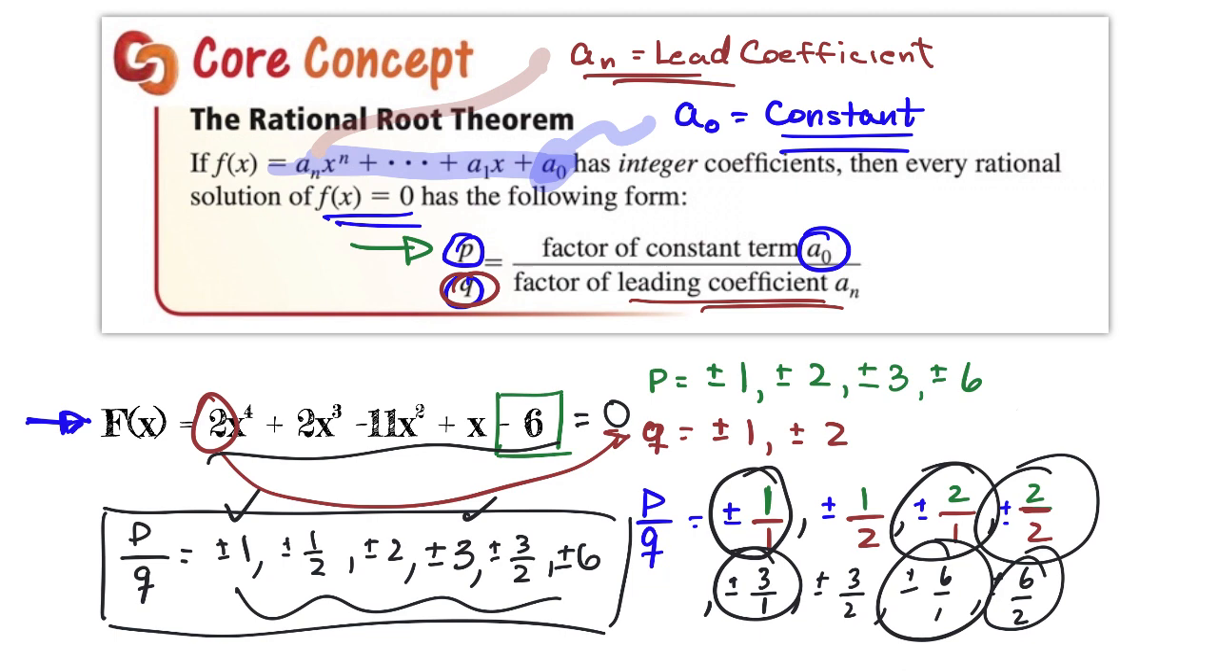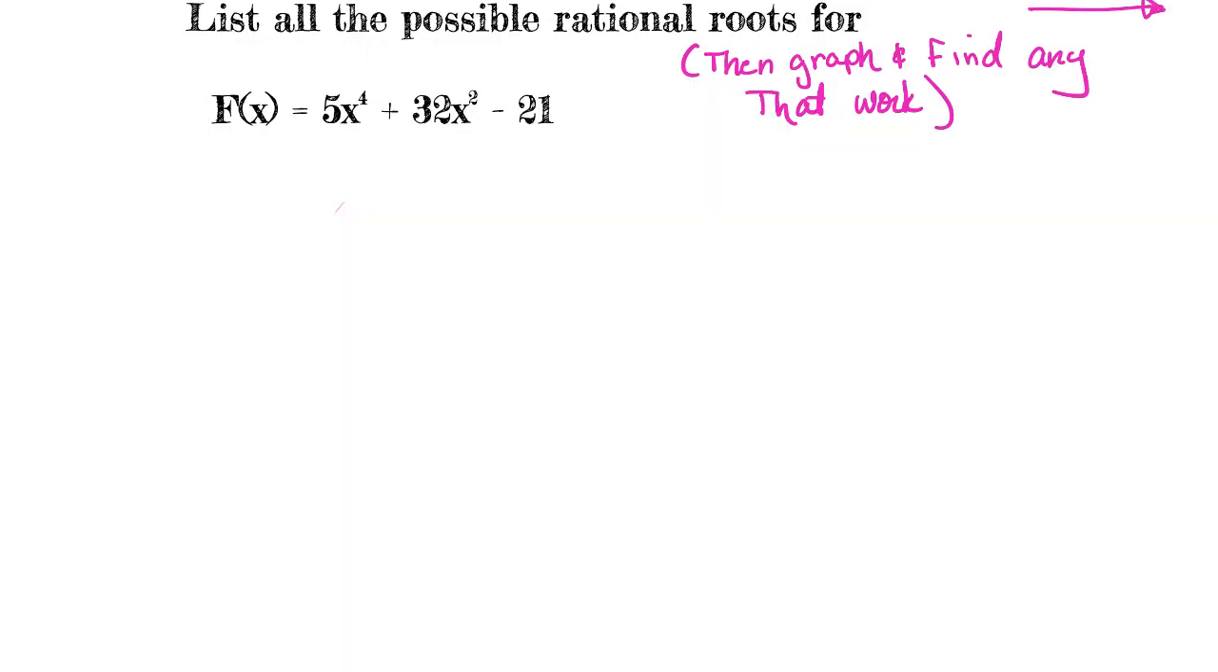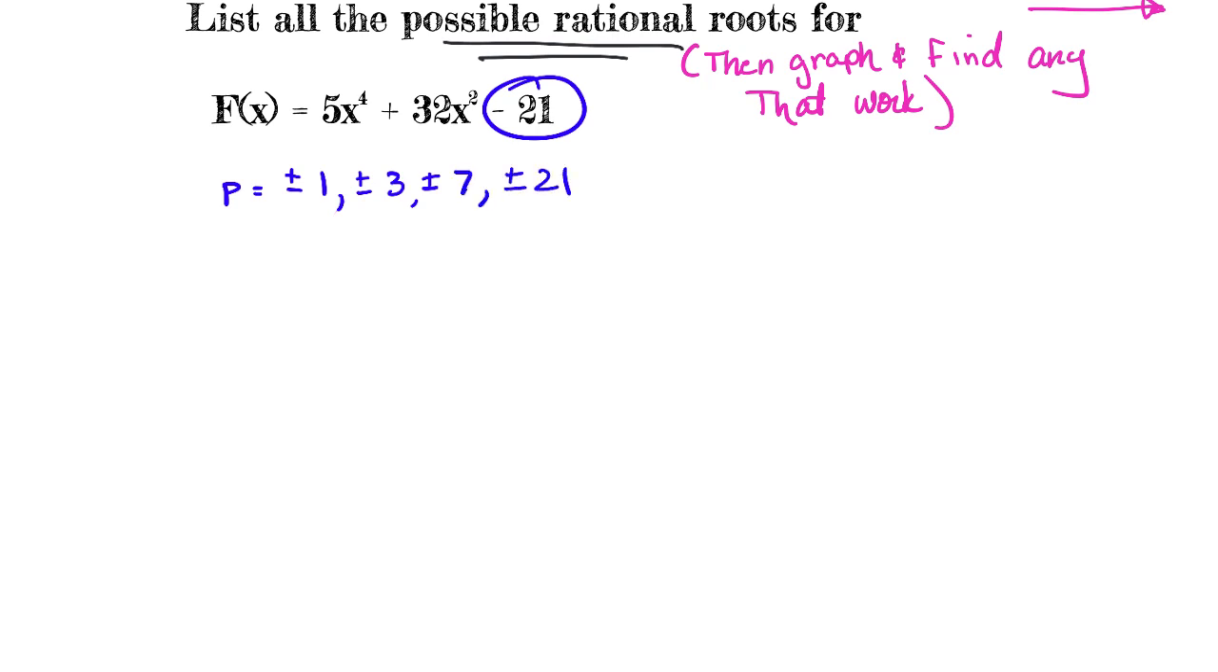So let's look at how we're going to do this in our homework. It says list all the possible rational roots, that's what we just did. And then we're going to throw the graph in and just see if we can find ones that actually are solutions. So let's do our P's and Q's. Our P's come from the constant. What divides into 21? Well, 1 does. It's divisible by 3, divisible by 7, and divisible by 21. Q is 5, the lead coefficient, 1 and 5.